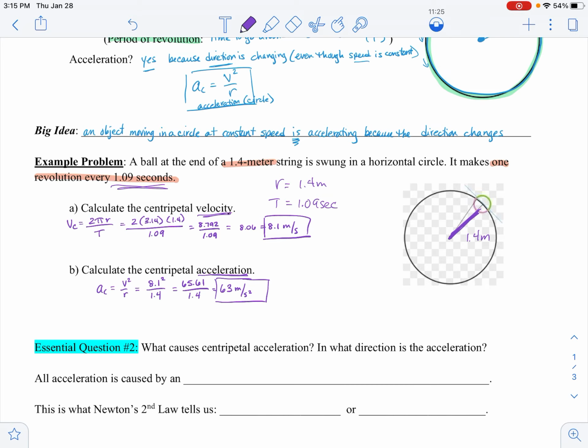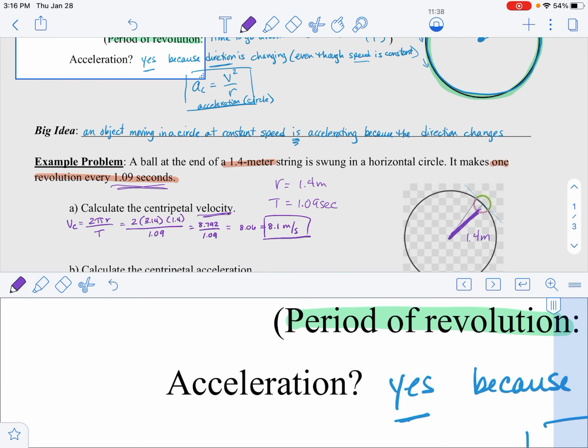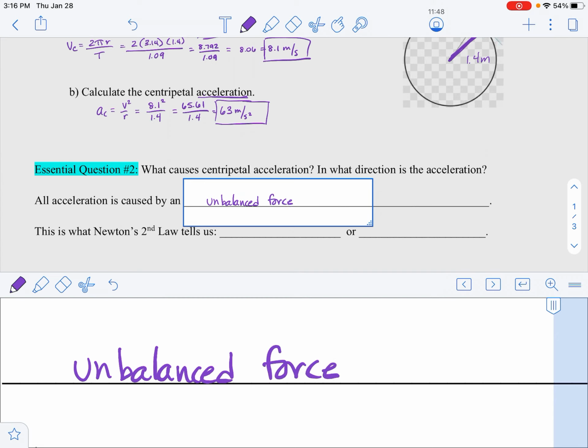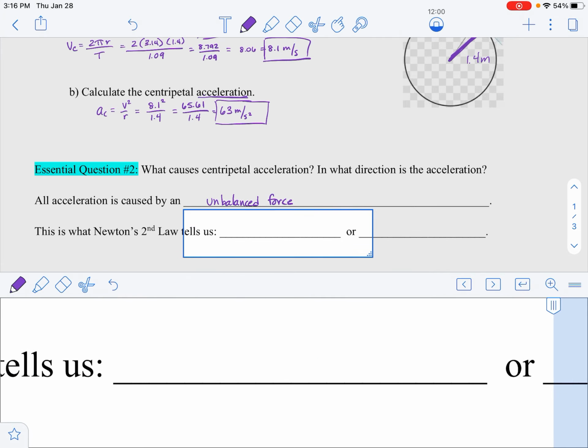All right, question number 2. What causes centripetal acceleration? And in what direction is the acceleration? Again, this is back to first semester here. We know that all acceleration, what causes acceleration? You know this. Unbalanced. Yep, that's right. Forces. All acceleration is caused by an unbalanced force, right? Some kind of outside force acting on my object. So that means that there has to be a force acting on this object that's moving in a circle.